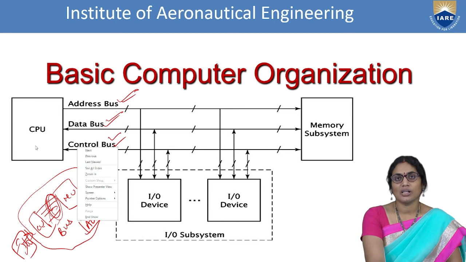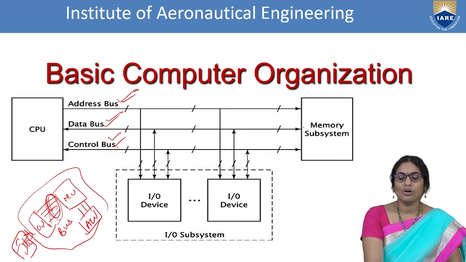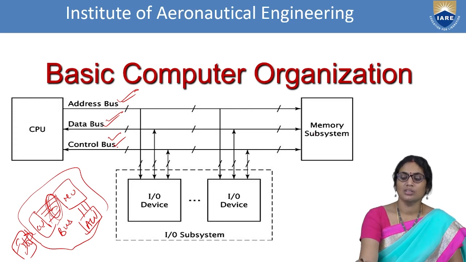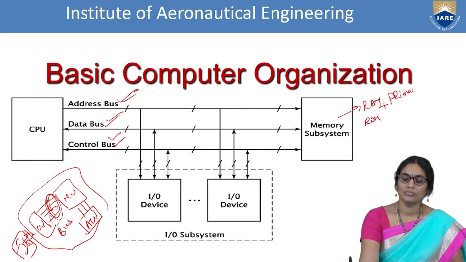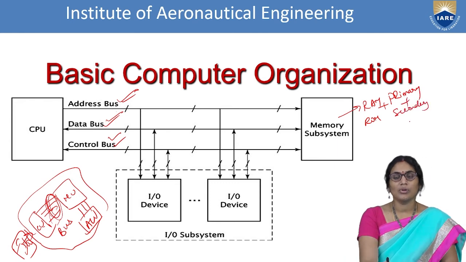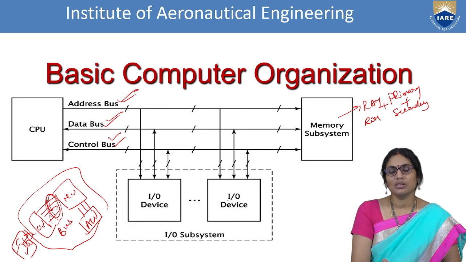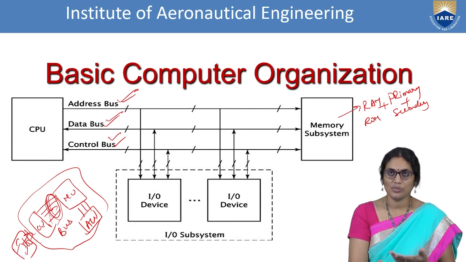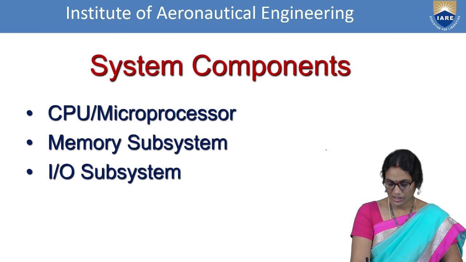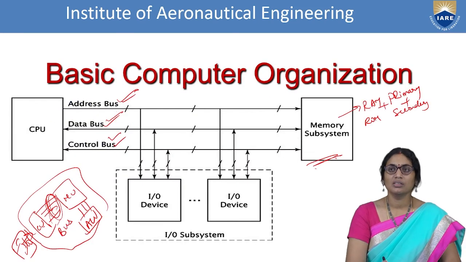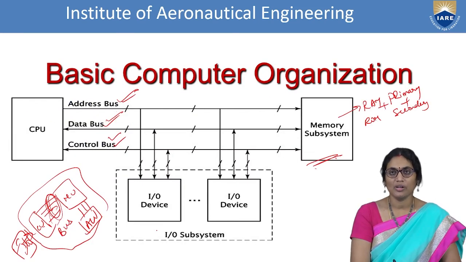So the first thing here is connected with the CPU, memory and I/O. Why are we calling this the memory subsystem? Because memory has both RAM and ROM, or else we can say primary memory followed by secondary memory. Because it is a combination of many types of memory inside, we call this the memory subsystem.